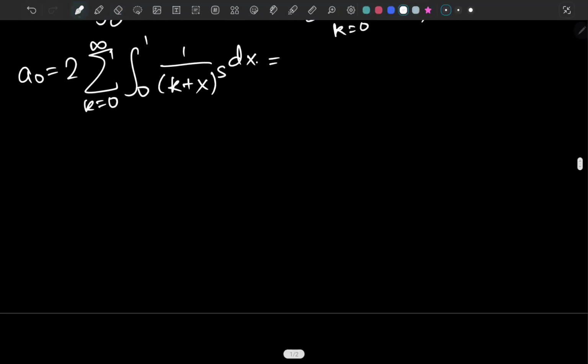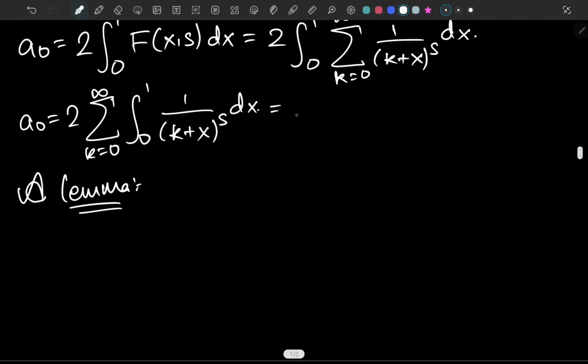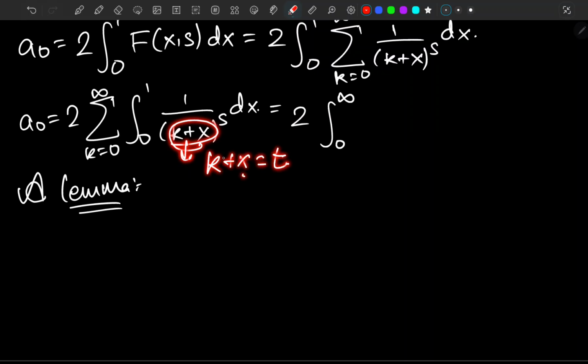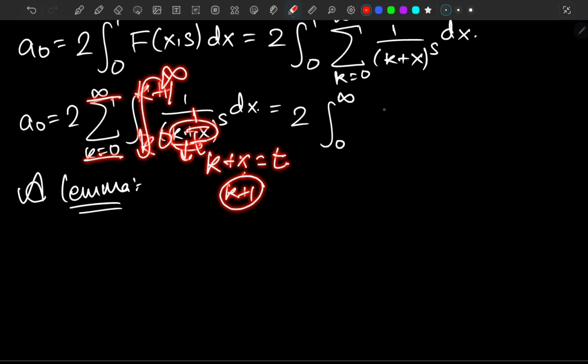Well, you can say a theorem or a lemma, which says this can be written as 2 times the integral from 0 to infinity, since this sum is going from 0 to infinity, so we can just plug in k plus x equals any variable. Let's say k plus x equals t. So when x equals 0, t equals k, and when x equals 1, t equals k plus 1. And the sum is going from k equals 0 to infinity, so basically that's going to be the integral from 0 to infinity of 1 over t to the s, right?